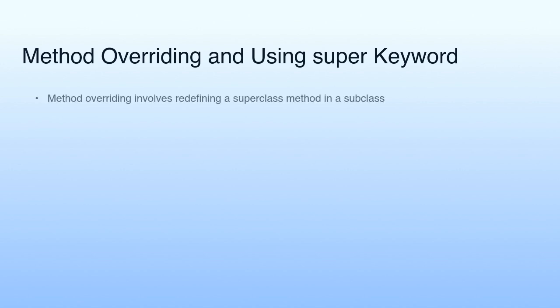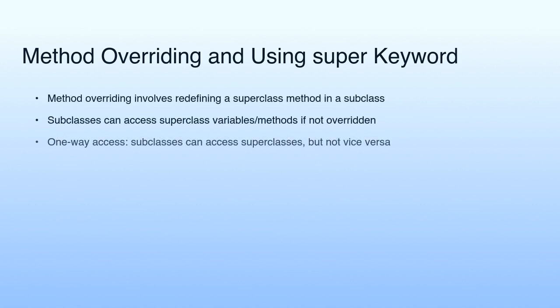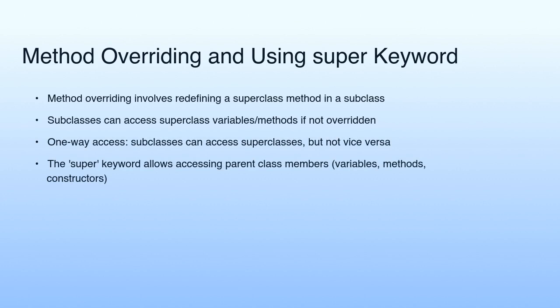Method overriding allows subclasses to redefine superclass methods, while the super keyword facilitates access to inherited members, ensuring a one-way access from subclasses to superclasses.